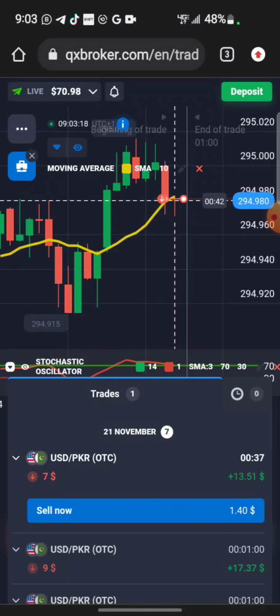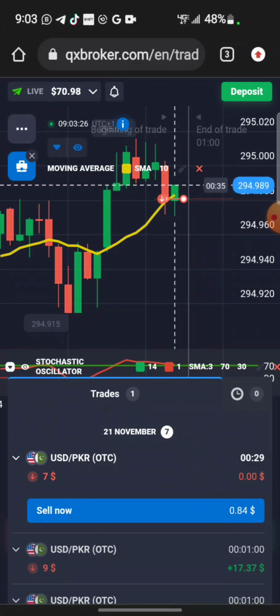On selling. So we have less than 30 seconds. This particular trade also is going to close on profit. So let's wait and see what becomes of the trade.